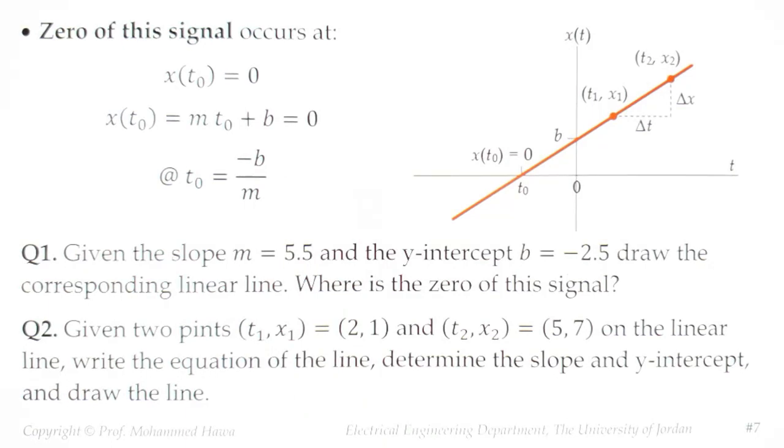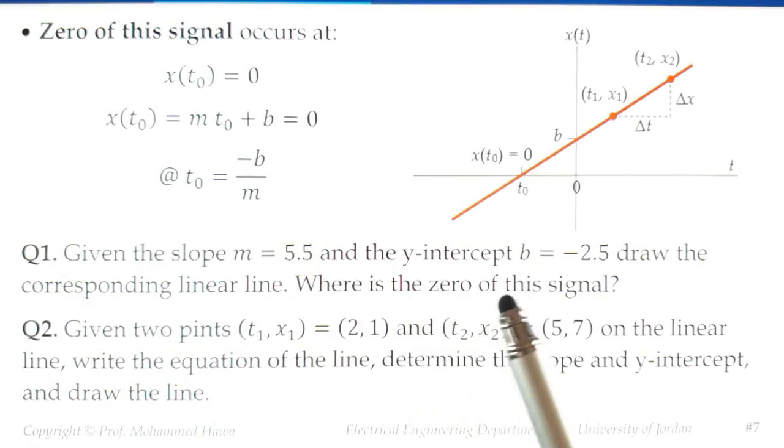Let me give you a couple of exercises for you to practice. In the first example, I will give you the slope, m is equal 5.5. And I'll give you the y-intercept, b is equal minus 2.5. So you can easily write the equation for this linear line. Now use this equation to draw the corresponding linear line. And also use that equation to find the 0 of this signal.